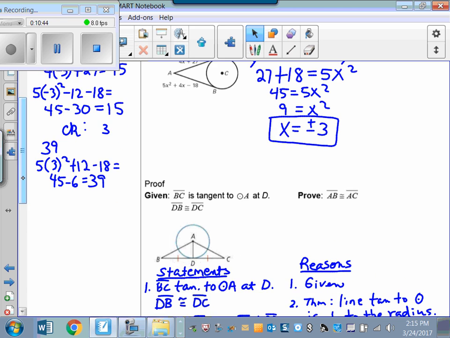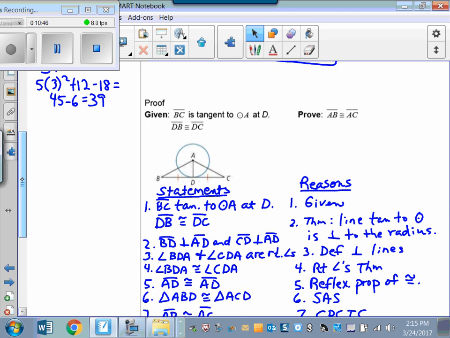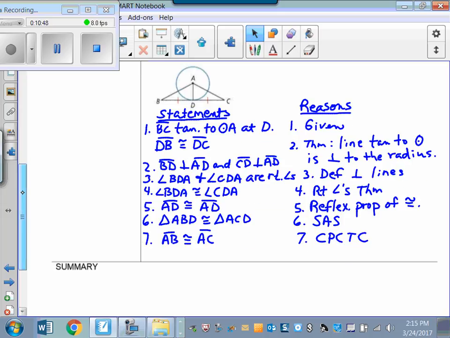And then finally, I did the proof here for you. This is a really sweet little proof. Not that difficult, 7 steps. And I just used, what did I use? The only theorem that I learned today that I used is the fact that BD would be perpendicular to AD, and CD would be perpendicular to AD because they're tangents to that circle. So look through that and make a note if you have some questions you want to ask me in class.